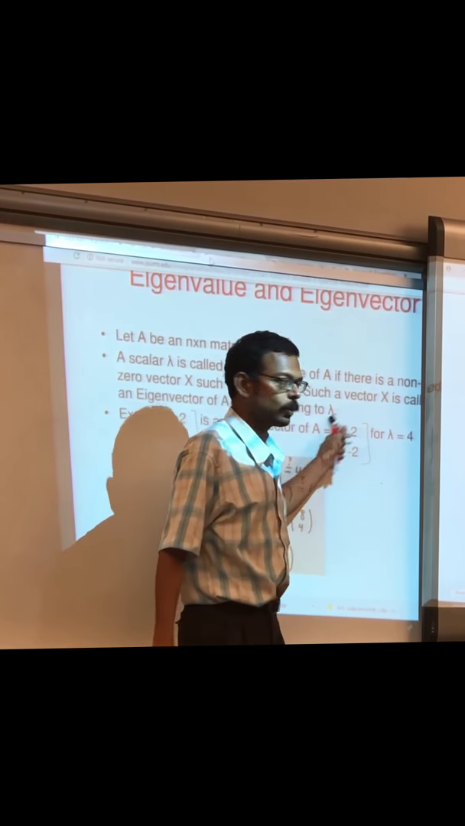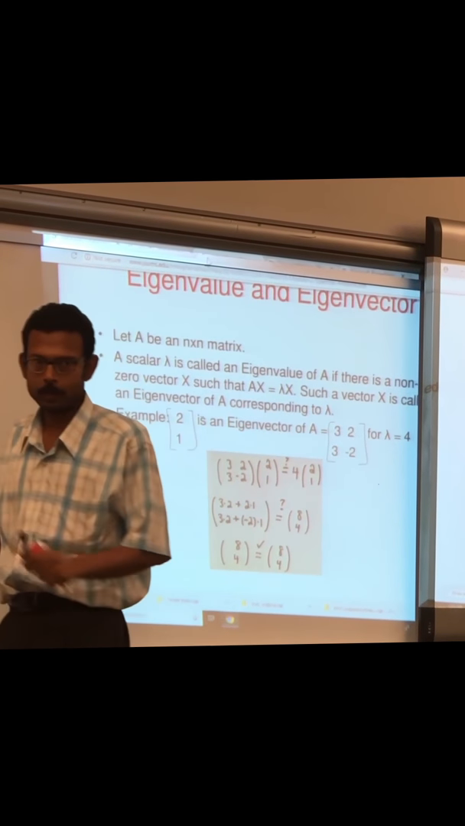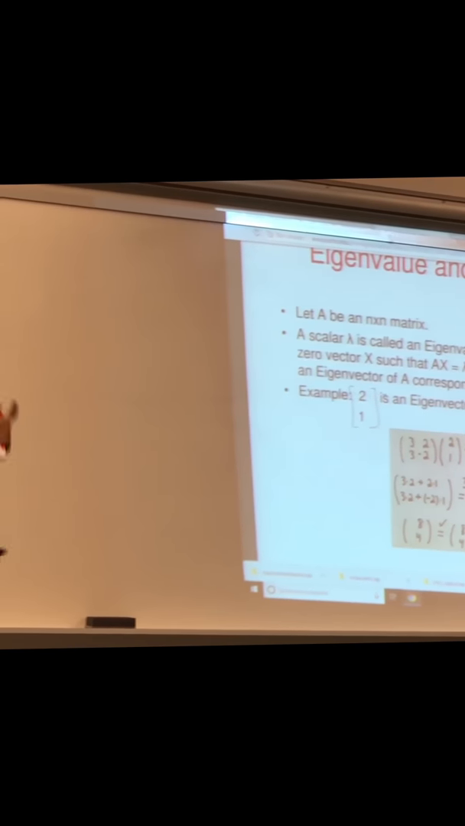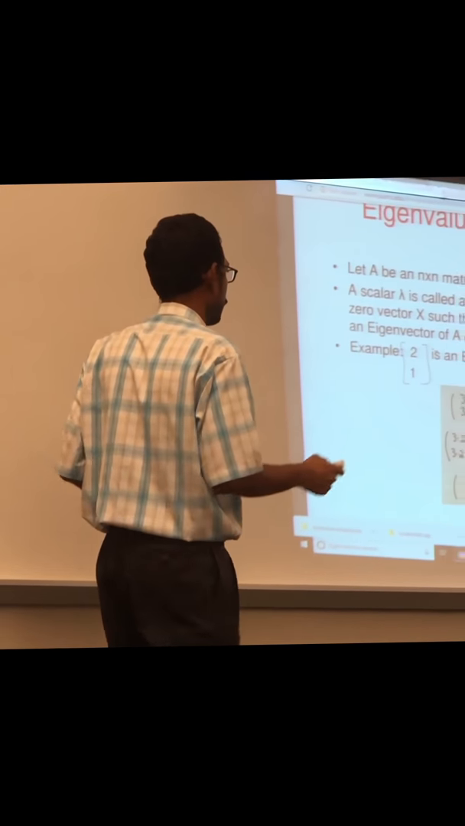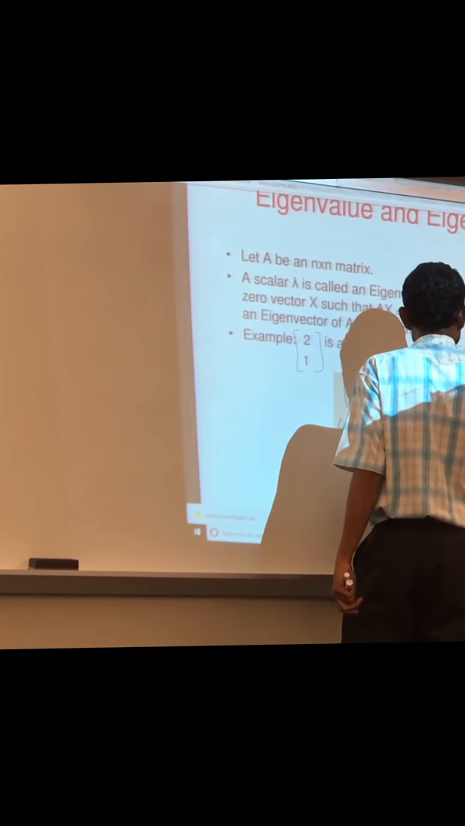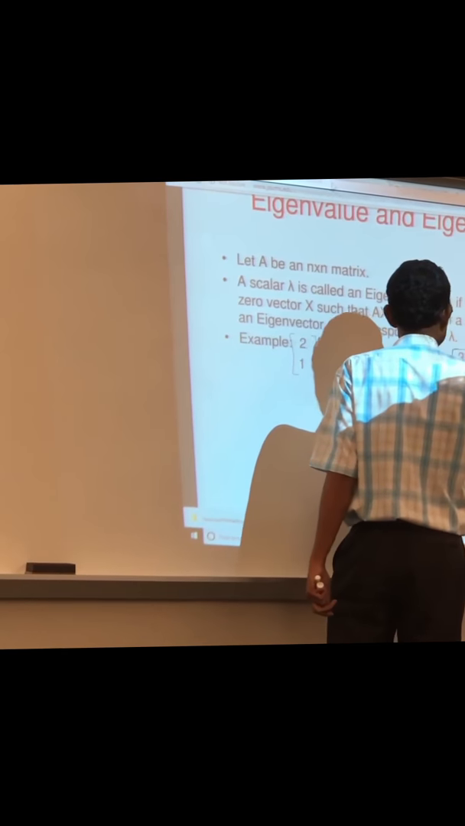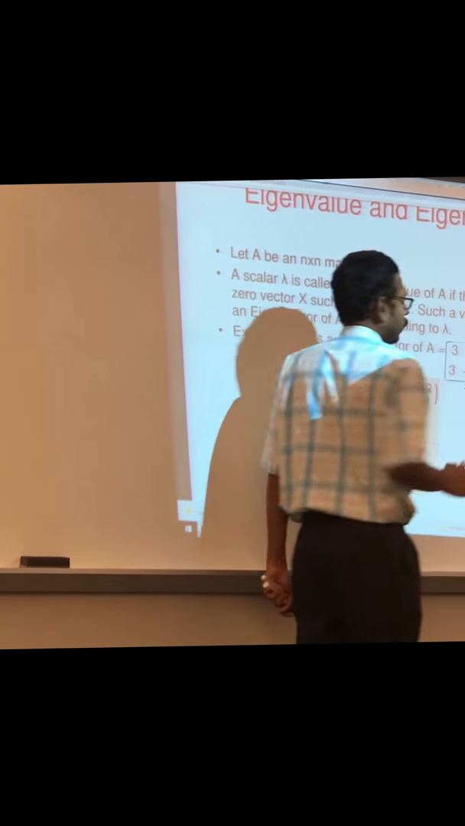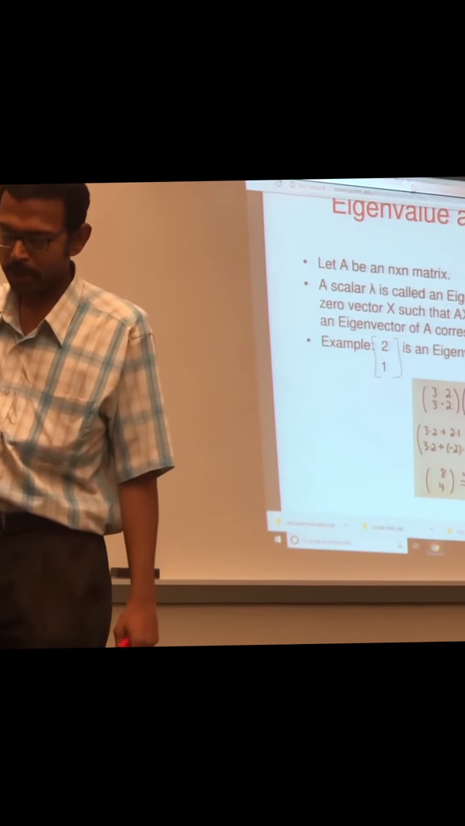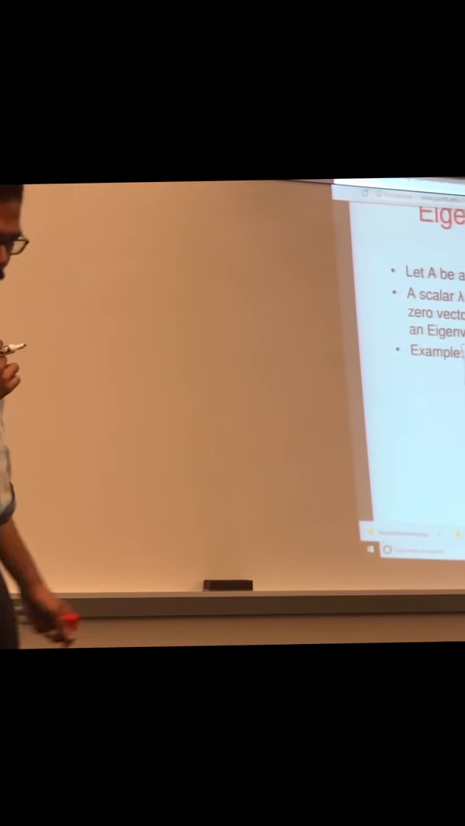So, what's a square matrix? Same number of rows and columns, right? So here you have 2 rows and 2 columns. So that's a square matrix. This is a 2 by 2 matrix, so you're going to have 2 eigenvalues, and each eigenvalue will have a corresponding eigenvector.